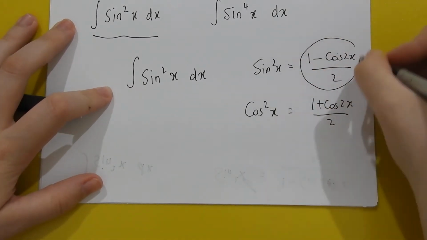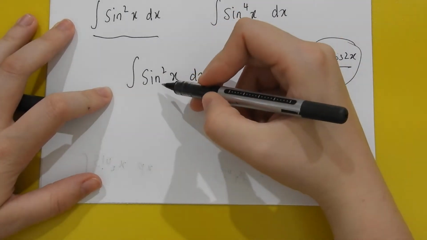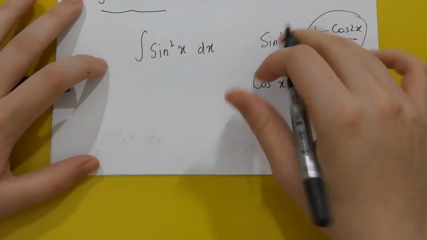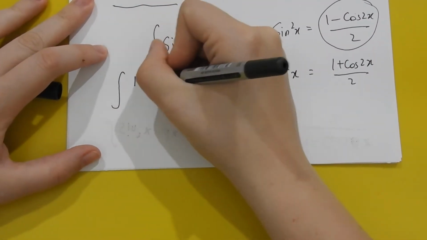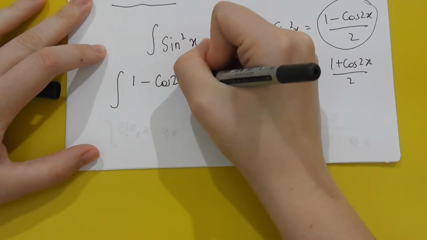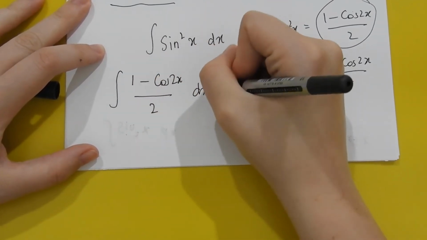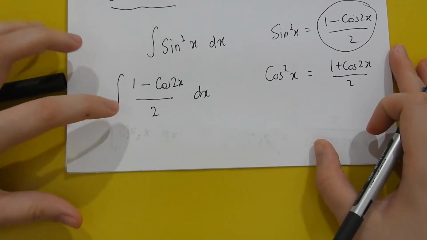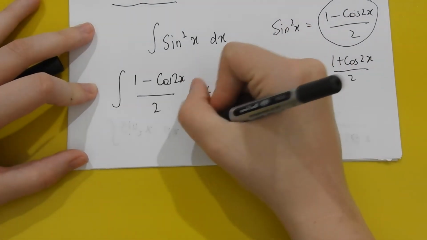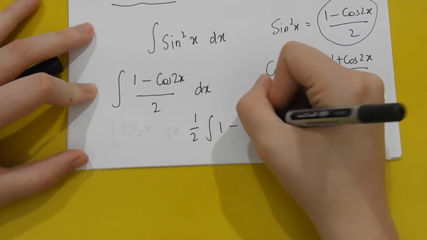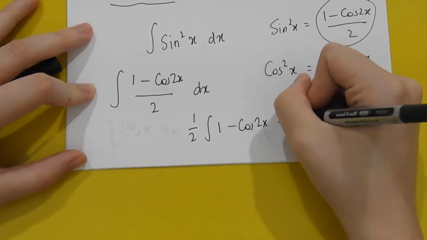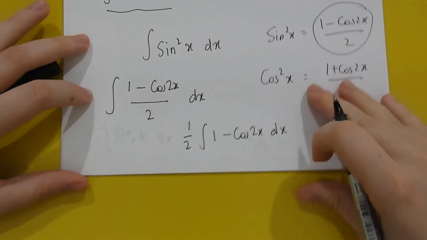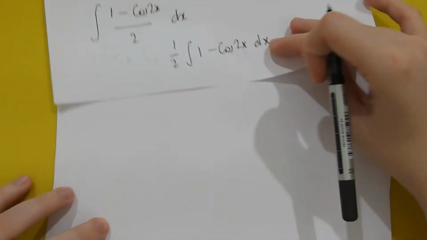So we're going to take this right hand side and substitute it in replacement of the sine squared x. So we'll go integration (1 minus cos 2x) on 2 dx. And we know that this half can actually be taken out of the integral. So we've got half integral (1 minus cos 2x) dx. And then we can integrate this expression.